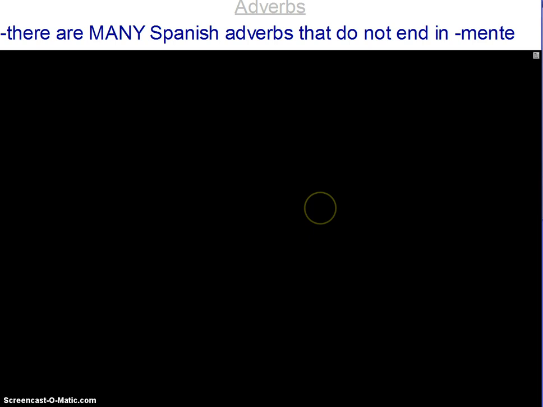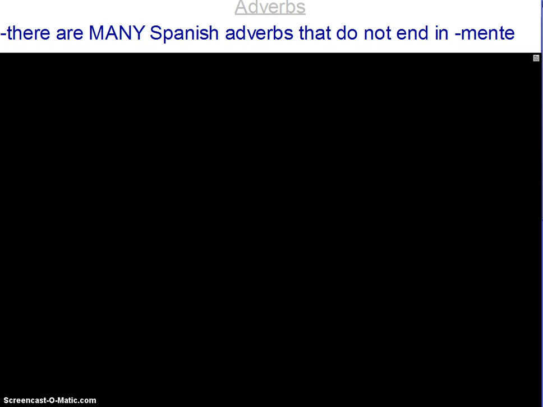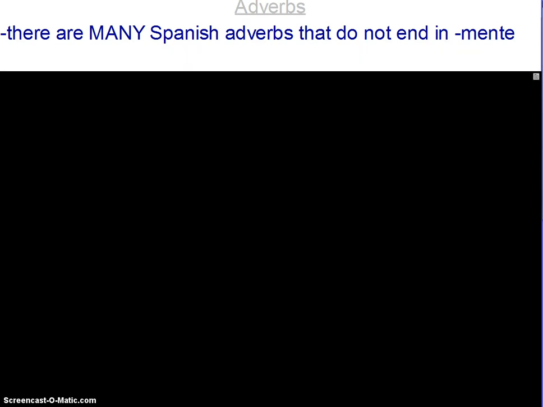Other things we should know. There are many Spanish adverbs that don't end in mente, so I don't want you to go around thinking that if it doesn't end in mente, it's not an adverb. It's just one way that adverbs end.